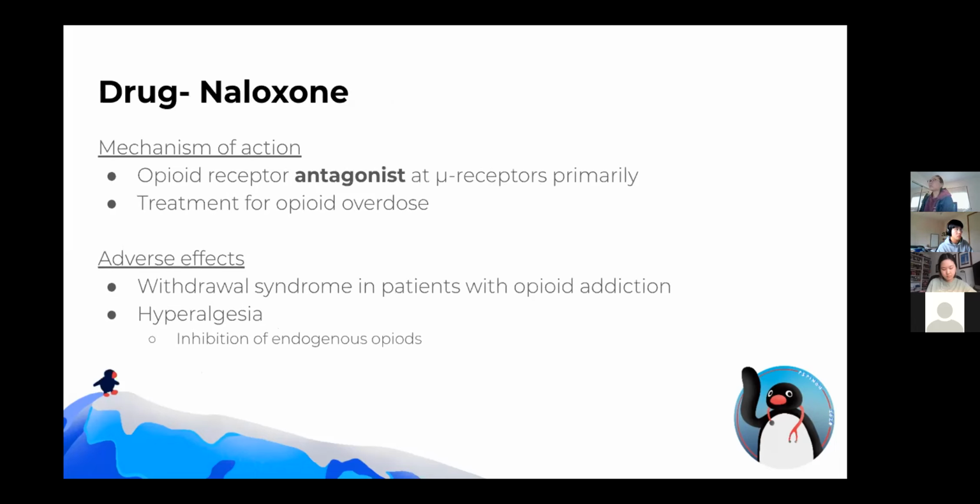Naloxone is a drug which is basically opposite to all the other drugs. So it's basically an antagonist, not an agonist. So it's used for treatment of opioid overdose. And the adverse effects are that it could lead to withdrawal symptoms, and it could lead to hyperalgesia.